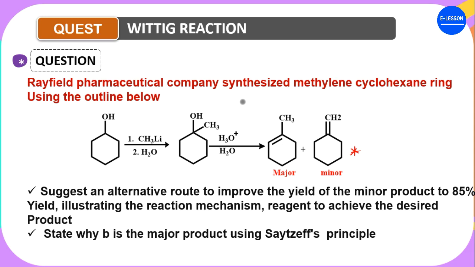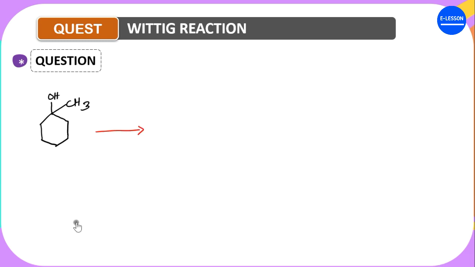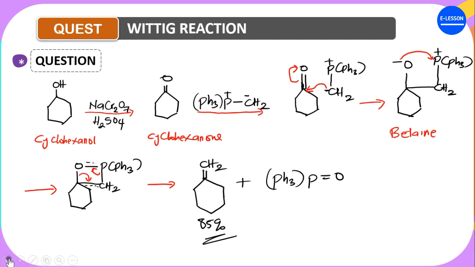State why B is the major product using ZSF rule. So which of them is the B? Now the next one says state why B is the major product using ZSF rule. The first thing you need to know is what is ZSF rule. Now ZSF rule is a rule that is used for eliminating water from alcohol to form alkenes. Are we getting it? When water is eliminated from alcohol to form alkene, it either follows the ZSF rule or the Hofmann's rule.